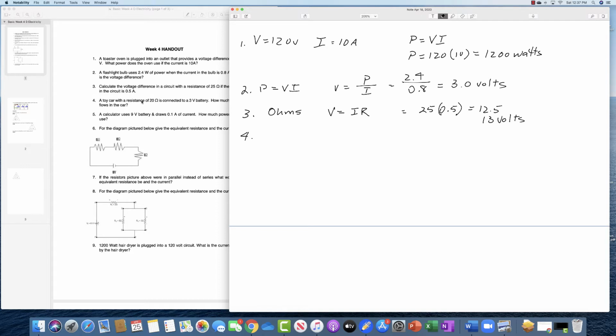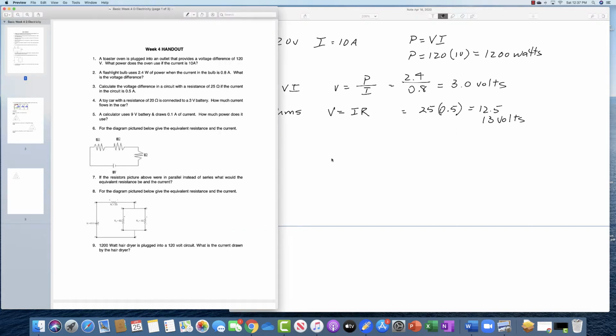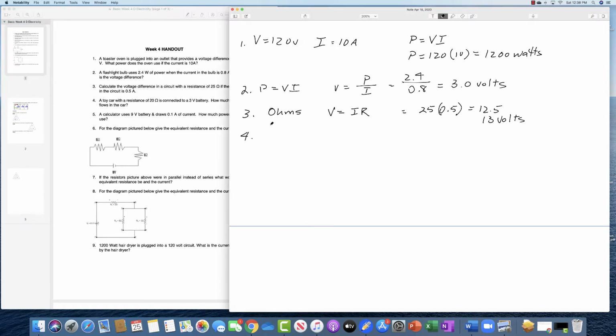A toy car with a resistance of 20 ohms is hooked up to a battery with 3 volts. How much current flows through the car? Okay, same equation, V is equal to IR. But now we're going to solve for I. So I is equal to V over R. And we have a 3 volt battery and a 20 ohm resistor. So that's going to be basically 3 over 20, or 0.15 amps.